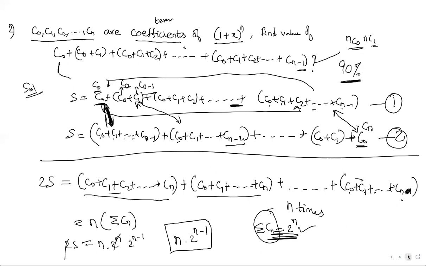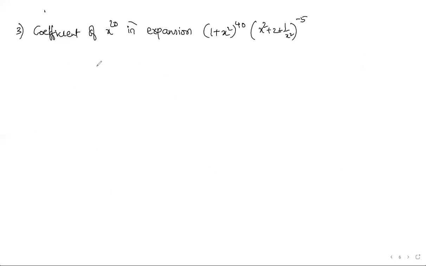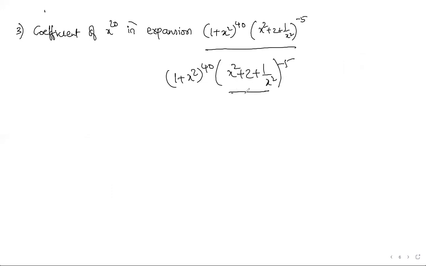So we'll move to the next question. This is a fairly straightforward question. In this they have asked the coefficient of x power 20 in the given expansion. Okay, so 1 plus x square whole power 40 into x square plus 2 plus 1 by x square whole power minus 5. So if you observe this bracket, there are three terms and it's generally difficult for us to do trinomial expansion. So what we should do is figure out some way in which this becomes two terms.